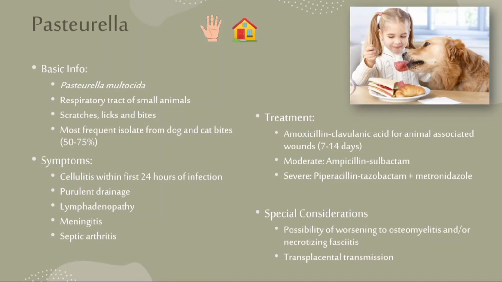So these are going to cause cellulitis within the first 24 hours of infection. You're going to have purulent drainage from the site, plus or minus some lymphadenopathy, and then if it goes too long, you do have the risk of meningitis and septic arthritis. These are also found in hamsters, which is a common animal that bites, apparently. And then horses and pigs can also carry this.